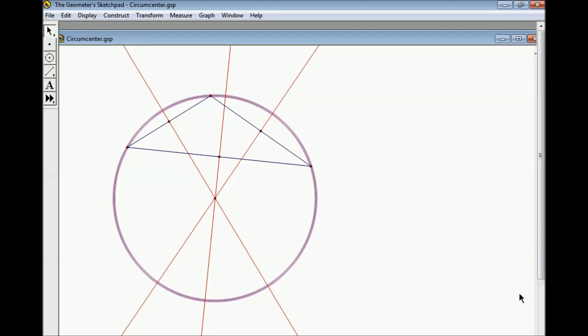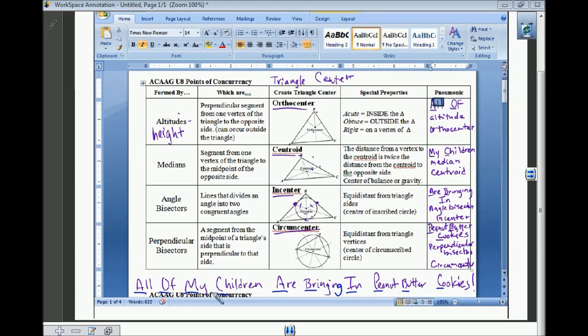Okay, so the mnemonic that we used was: All of my children are bringing in peanut butter cookies. A is for altitude, and that gives us orthocenter. M is for median, and C gives us centroid. Angle bisectors are bringing, that's angle bisectors, I for incenter. And then perpendicular bisectors, peanut butter, and circumcenter, cookies. And so that was our little mnemonic to help us remember that.